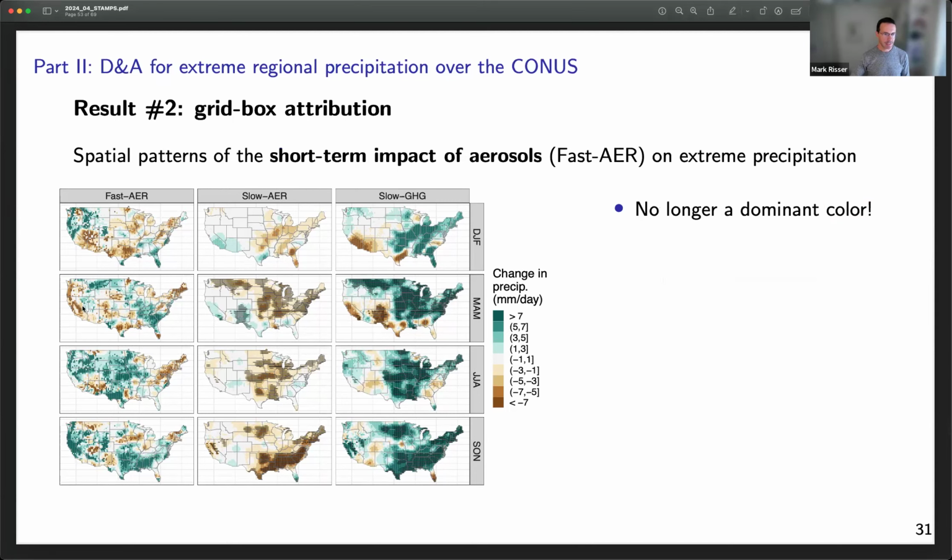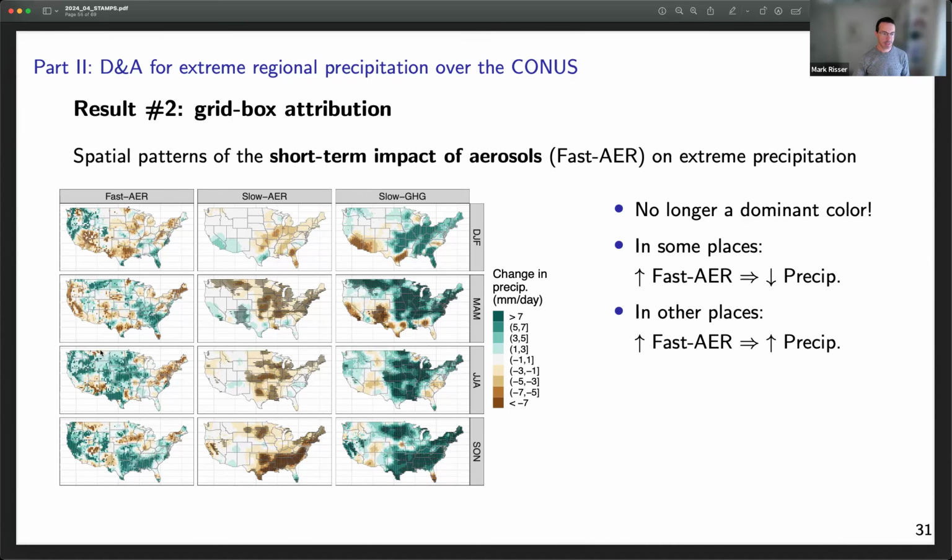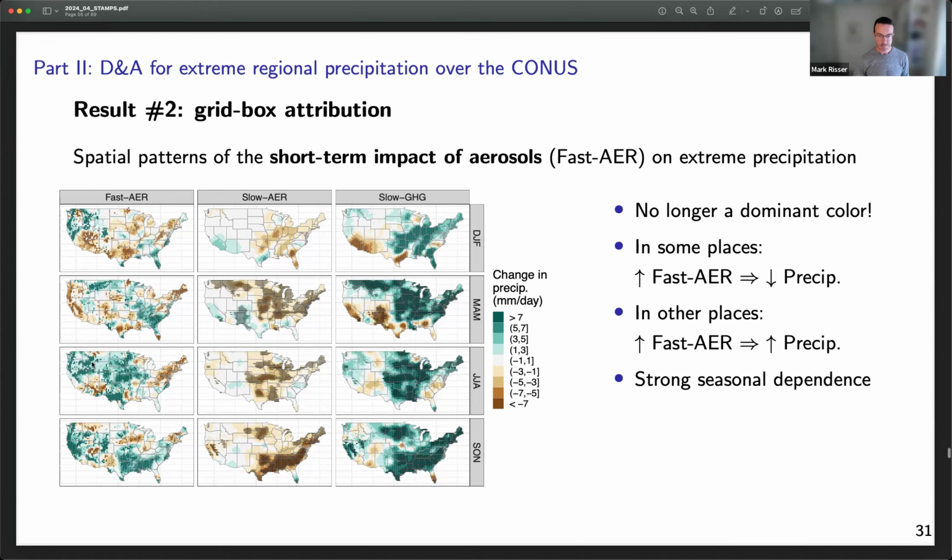When we get to the short-term impact of aerosols, this fast response over here, again, I think the main message is there's no longer a dominant color. In some places the greens are showing up, as the browns, as this forcing agent increases, precipitation decreases. That's showing up maybe more in the wintertime and in the spring. But in many other places, you have greens over here, which means that as the aerosol emissions increase locally, the fast precipitation response is that rainfall also increases.